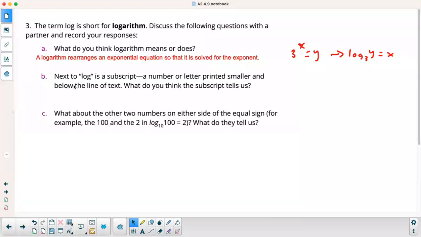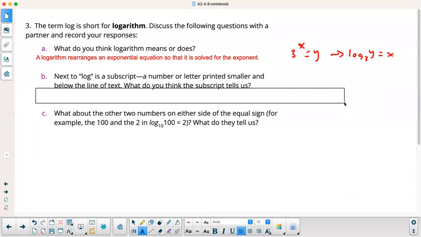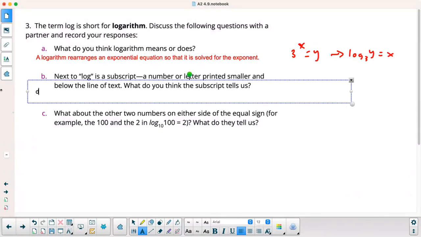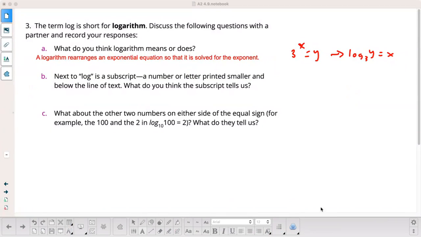All right, next to log is a subscript, a number or letter printed smaller and below the line of text. What do you think the subscript tells us? Okay, that tells us the base that you're going to raise to a power.